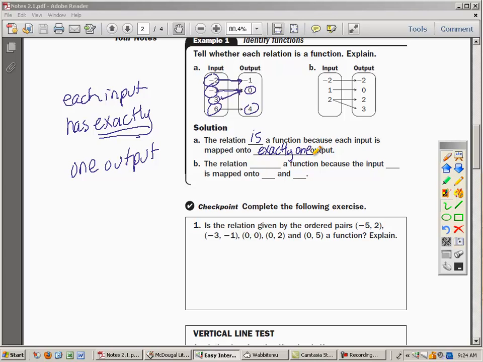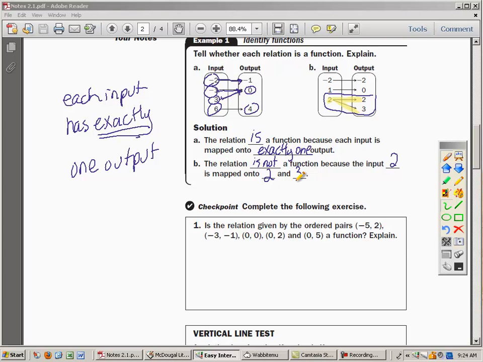Now how about letter B? In letter B, you may be seeing this right here. And this is the big no-no here. You'll notice that 2 is being mapped to 2 different numbers. The input of 2 has 2 different outputs. And because 2 has 2 different outputs, we would say in this case that this is not a function. It is a relation, but it's not a function because the input 2 is mapped onto 2 different numbers, 2 and 3.